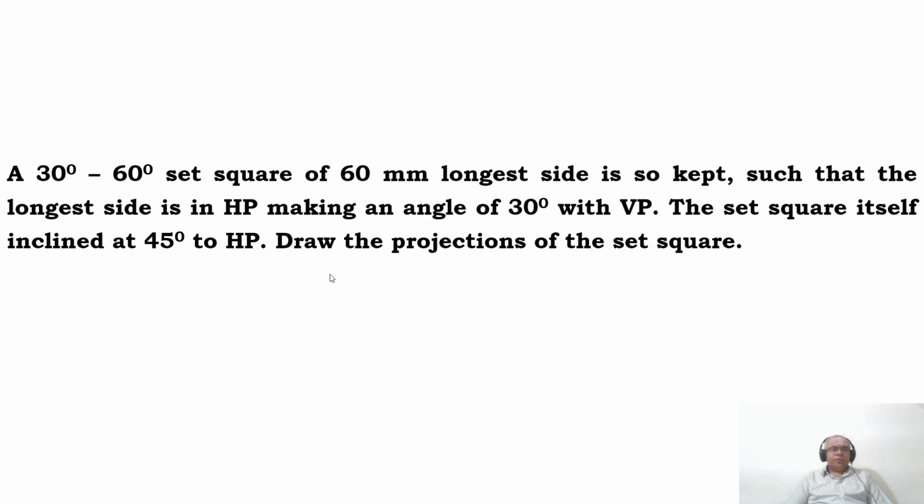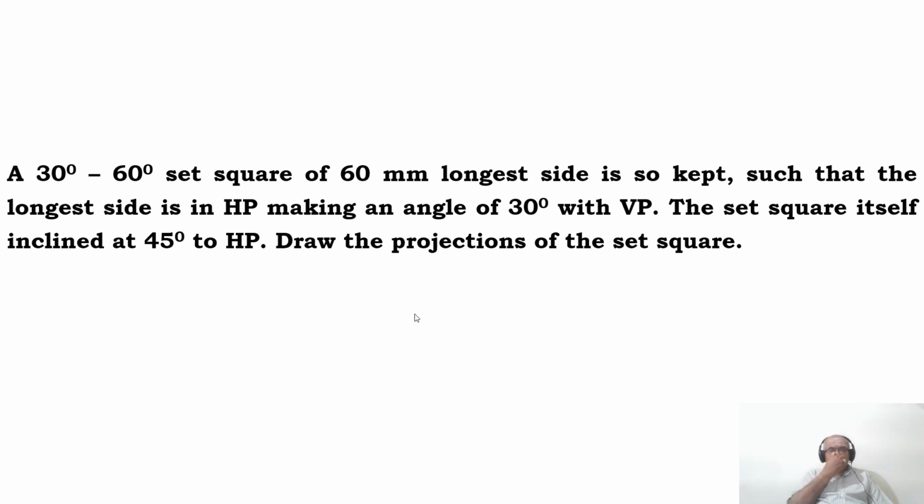Now, in this video, we are going to take up a problem on projections of laminas. The problem reads: a 30 degree to 60 degree set square of 60 mm longest side is so kept such that the longest side is in HP, making an angle of 30 degree with VP. The set square itself is inclined at 45 degrees to HP. Draw the projections of the set square.